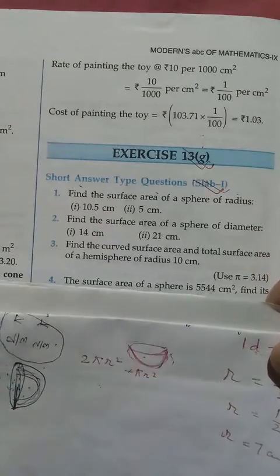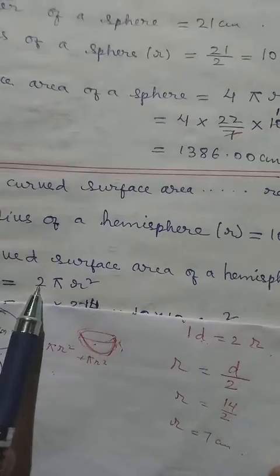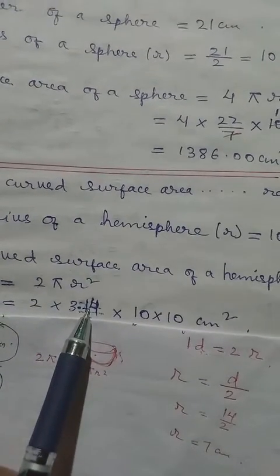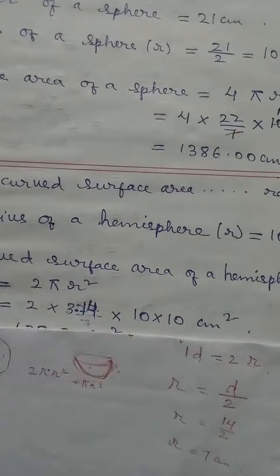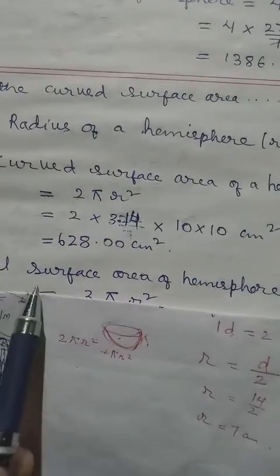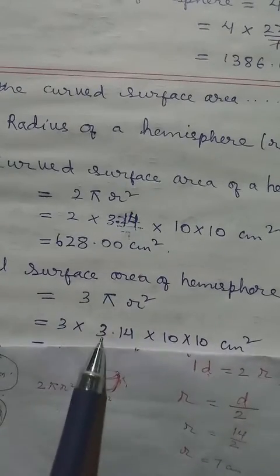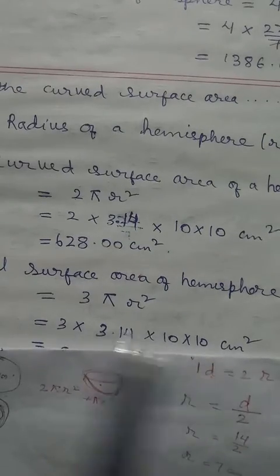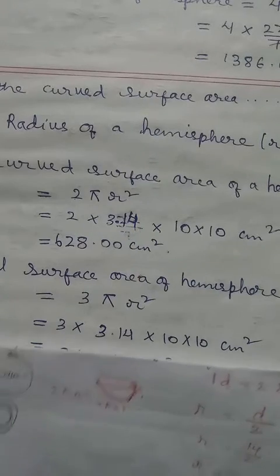But r we already know to be 10 cm. So let's use it. For the curved surface area, we know 2 pi r square. So 2, let it be. Pi is already set by the question, we can use 3.14. R square is 10 into 10. So you multiply, and you'll get the answer. And then for the total surface area, we have 3 pi r square. 3 remains. Pi, we know is 3.14. R is 10, and because of the square, we can write 10 into 10. You multiply it. You can put 2 numbers after the decimal, and you'll get the answer.